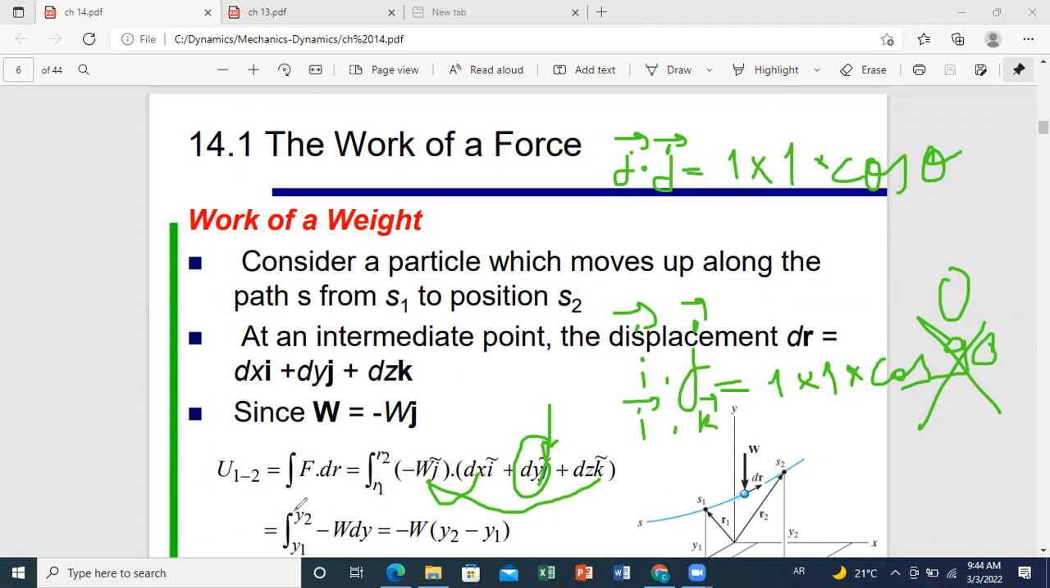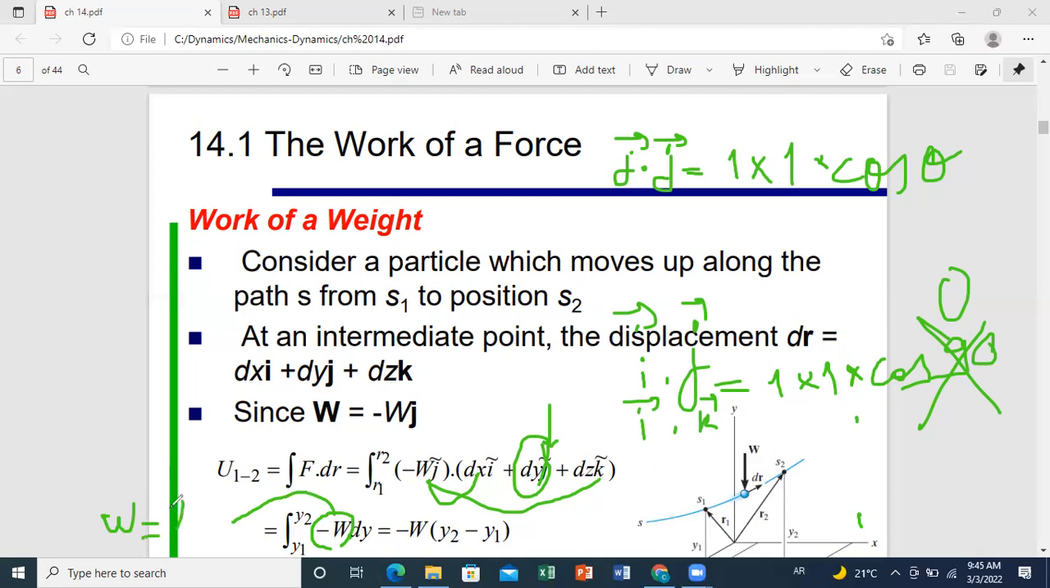And then here you have the integral between y1 and y2 of minus W dy. Now, in the majority of applications we consider that the variation in altitude is not very high, so we can treat the weight as a constant force. Of course, if you have, for example, a satellite application and you are dealing with very high changes in y, then you cannot consider the weight as constant. In this case, they will provide you with the expression of W as a function of y.